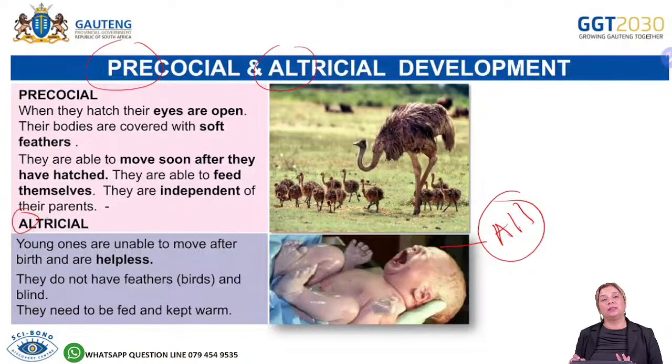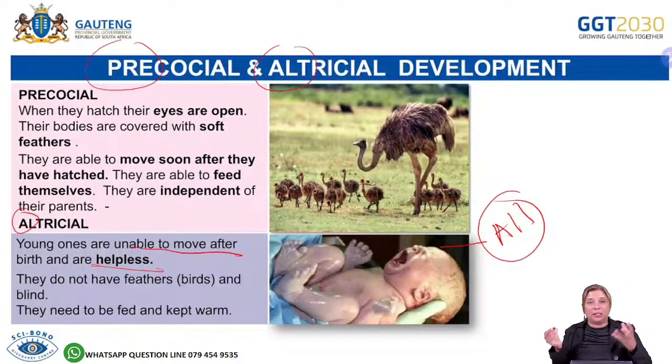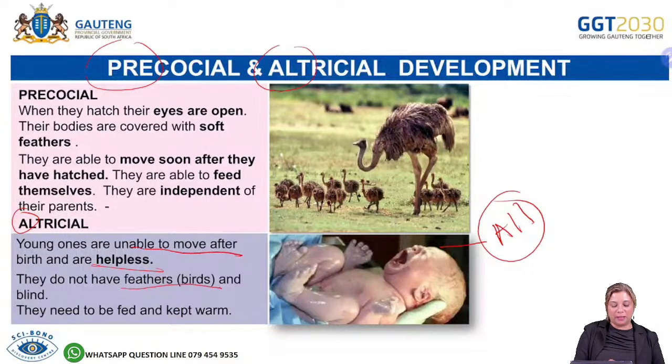In altricial development, the young ones are unable to move after birth and they are helpless. So even when the doctor takes the baby out, the baby can't just get up and walk around and say, okay, where's the food, where's the fridge? No, it needs help, okay, to be fed. They do not have feathers or birds.